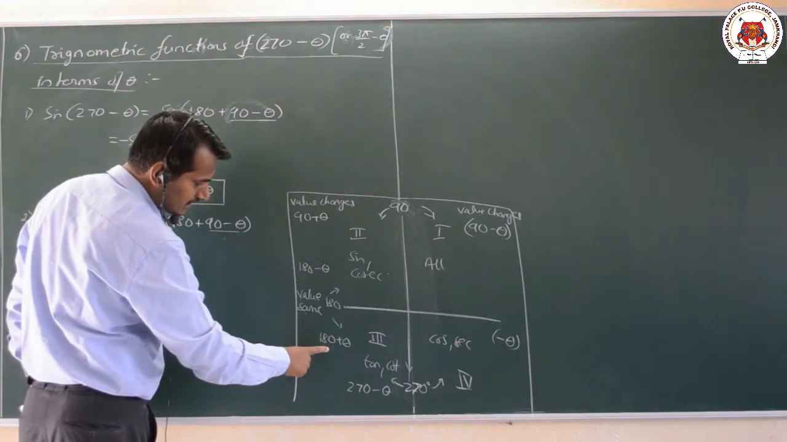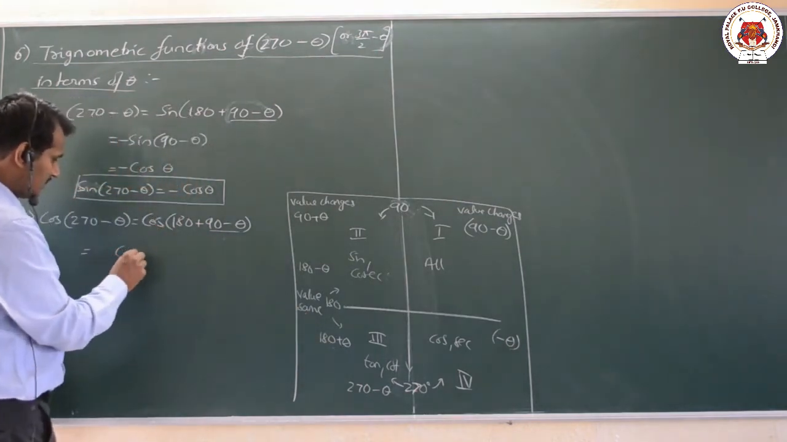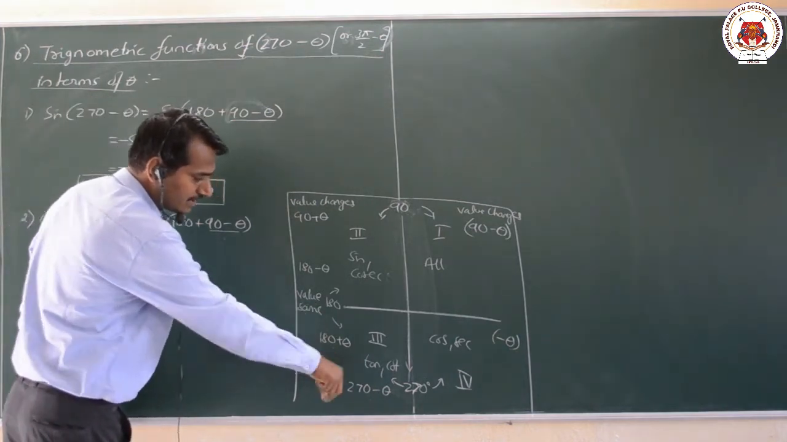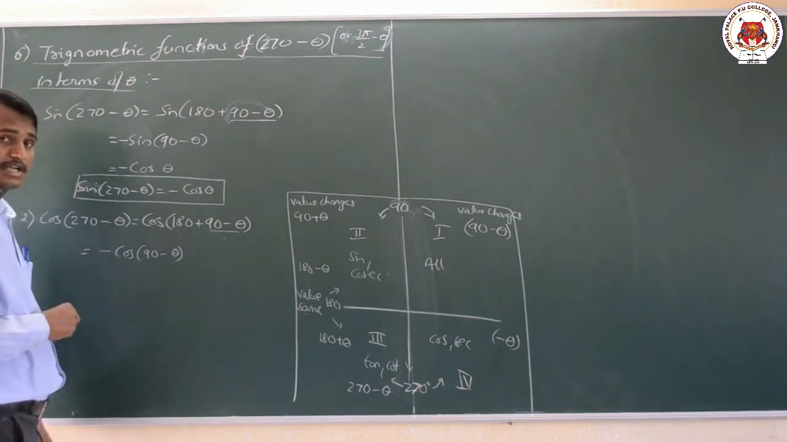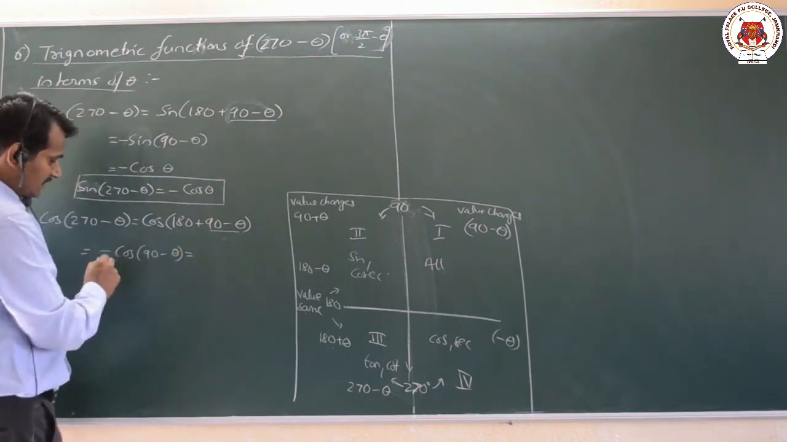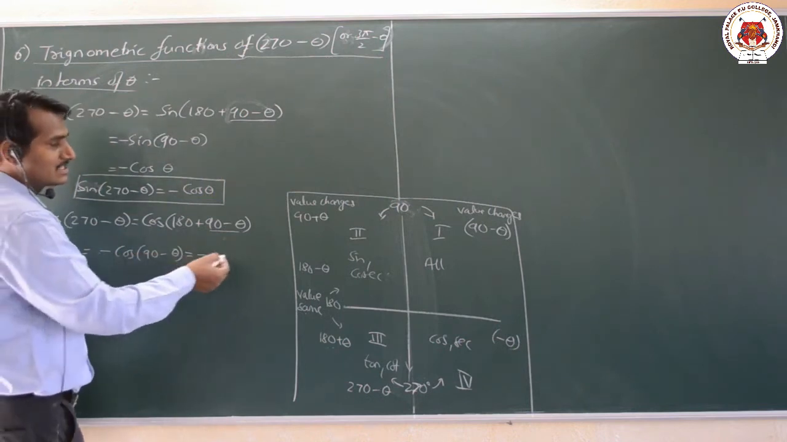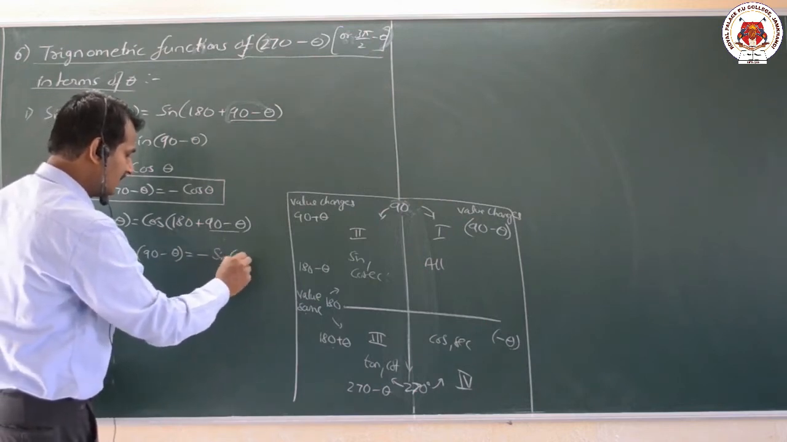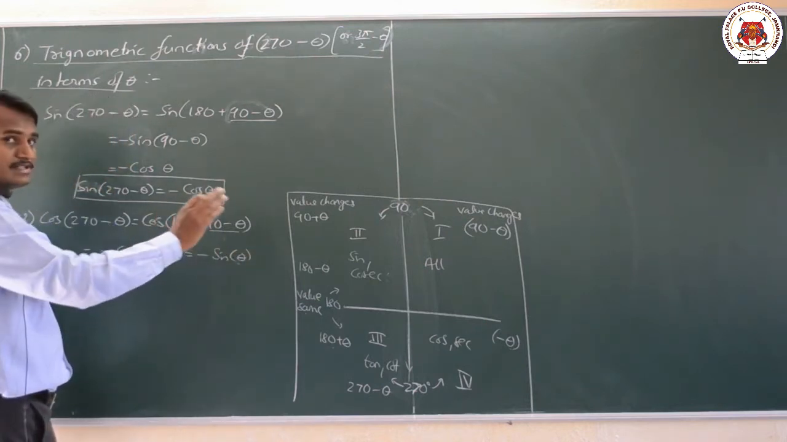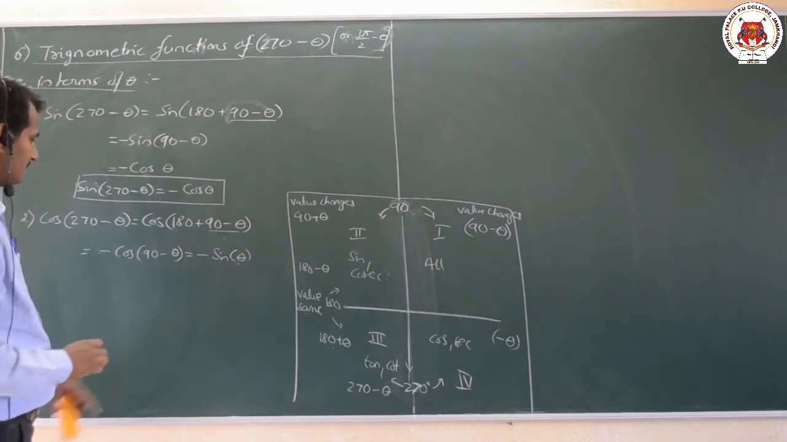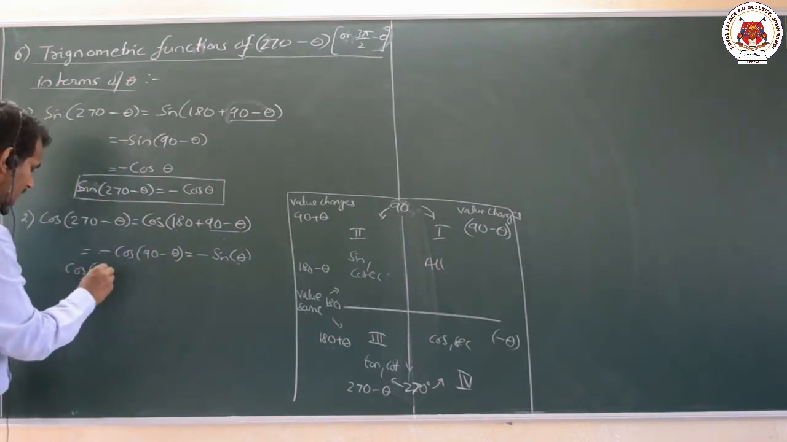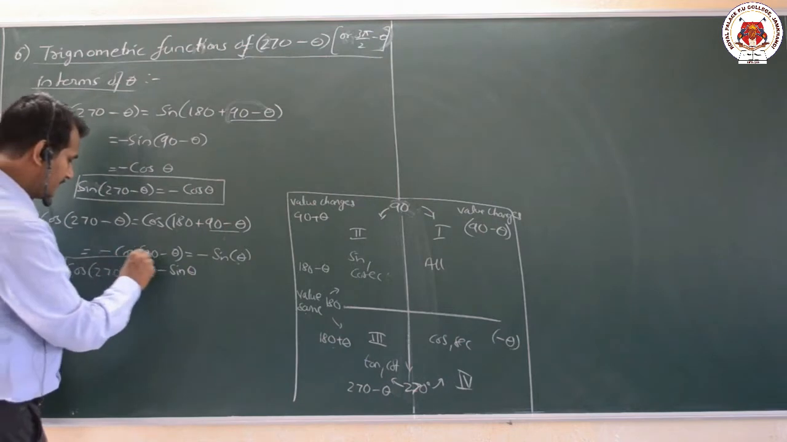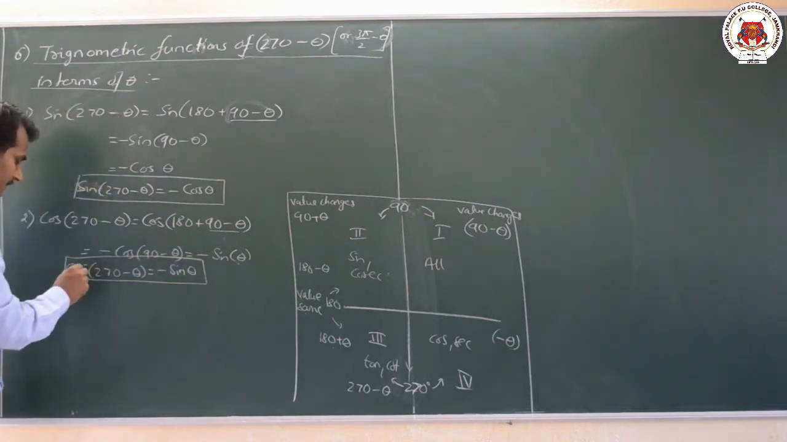Cos of 180 plus theta, the value remains same. So cos of 90 minus theta stays as it is. But cos in the third quadrant is negative, so at last that is minus. As cos of 90 minus theta comes in the first quadrant, cos becomes sin theta, and cos is positive in the first quadrant, with the minus sign as it is. So cos of 270 minus theta, the value will be minus sin theta.